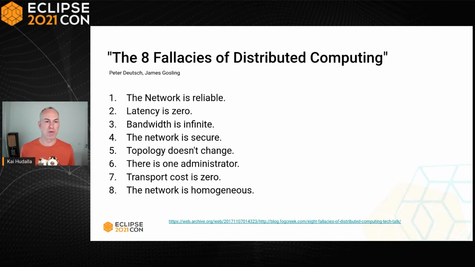Several of them, in particular 8, have been identified by Peter Deutsch and James Gosling and are very well known as the 8 fallacies of distributed computing. I do not want to go through each of these in detail, but it is worth mentioning that many, if not most of them, are in particular related to the network being involved when communicating between two processes. And there are certain misunderstandings or misassumptions that often lead to systems not really working as they should.